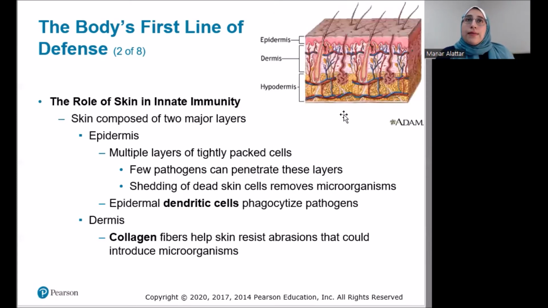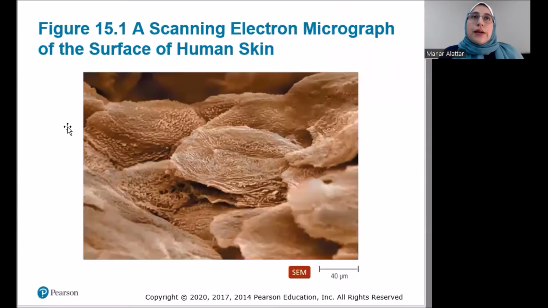We also have the hypodermis, which is essentially an adipose tissue layer that allows for insulation, but it also allows for connection to blood vessels as well. And so you can see here this top layer of the skin. It is those dead skin cells up on the top of the skin that are protecting you, again, between the environment.